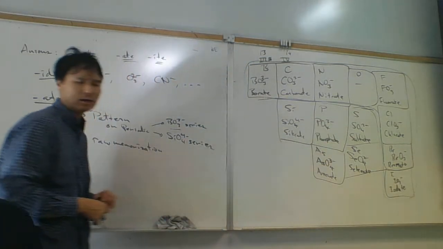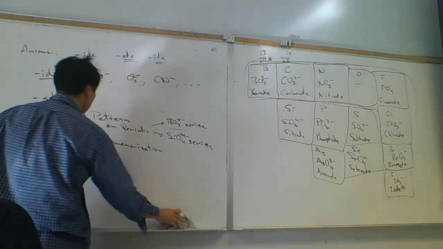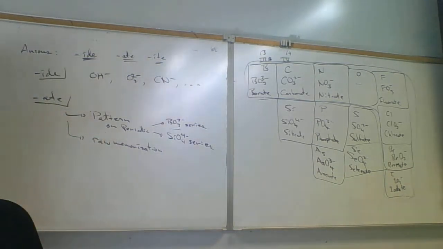And so this is a pattern that we can use to help us decrease the amount of memorization. But with that said, not everything fits this pattern. And so some of the ates we just have to memorize. And what are those ates that we have to memorize? The ates that we have to memorize are things like this. So these are raw memorization. And so write flashcards or write these down repeatedly.